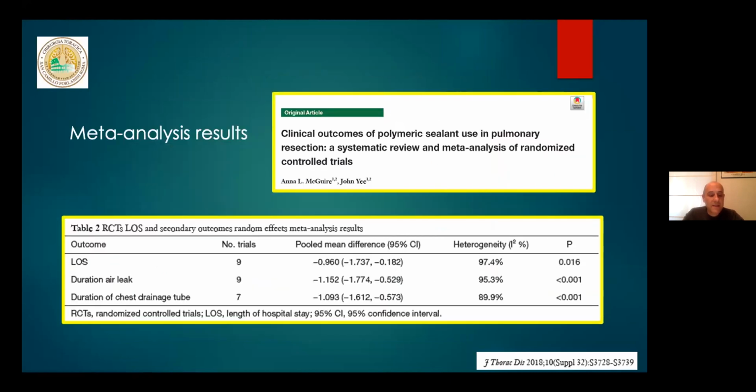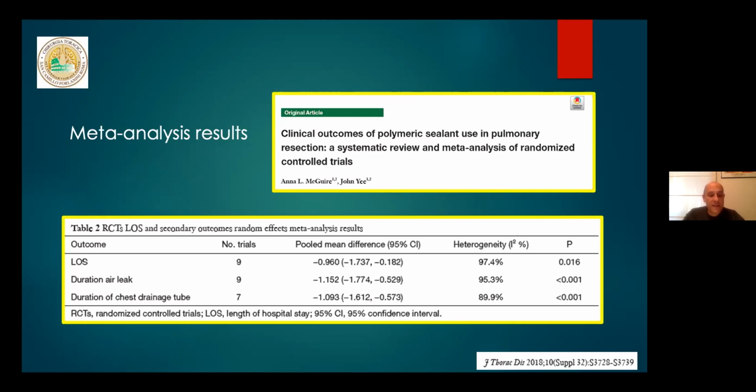So, summarizing, in terms of duration of air leak and permanence of chest drainage, there was strong evidence of a shorter duration of 1 day with sealant. However, in both pooled analyses, there was a very high level of heterogeneity between RCTs. Moreover, different procedures included in the pooled analysis: wedge resection, segmentectomy, lobectomy, bilobectomy, although representative of thoracic surgical clinical practice, may also be a source of inter-trial heterogeneity.